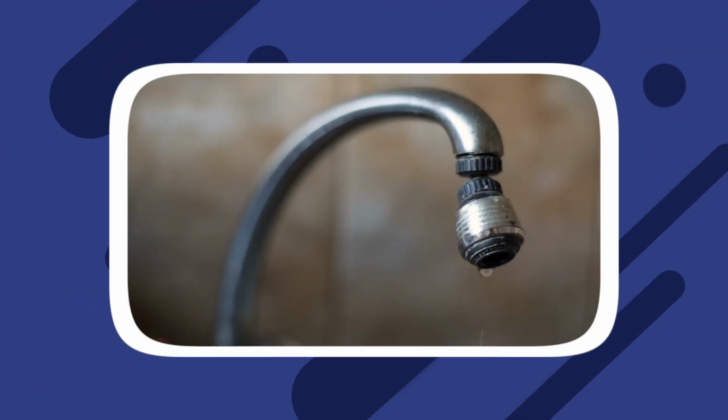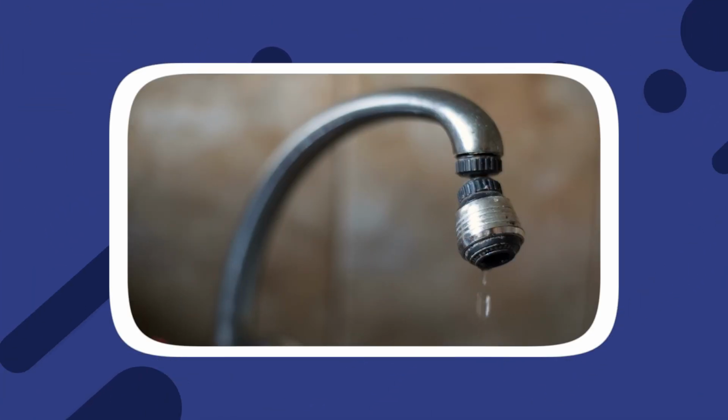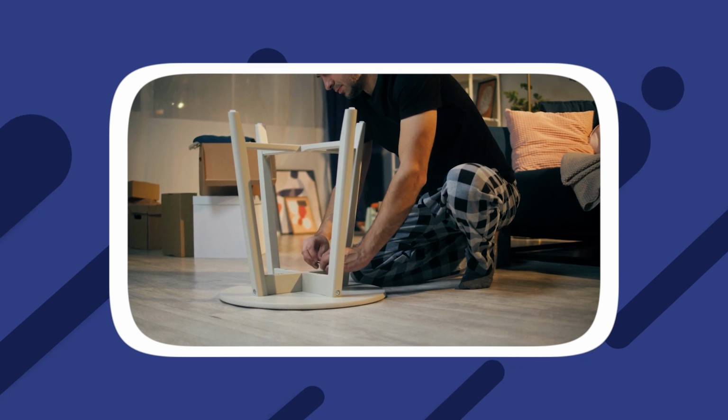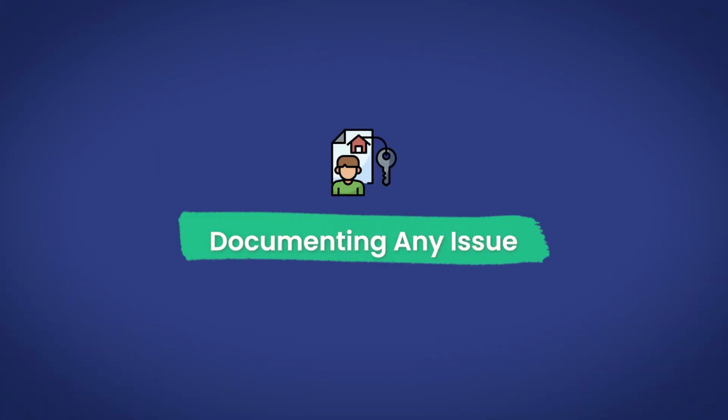However, normal wear and tear does not include larger things that require more significant repairs. Things that require larger repairs can include a broken faucet, damaged furniture, or a chewed-up carpet. It's important to factor in wear and tear when conducting the final inspection, as you always want to be fair to the tenants. Documenting any issue.